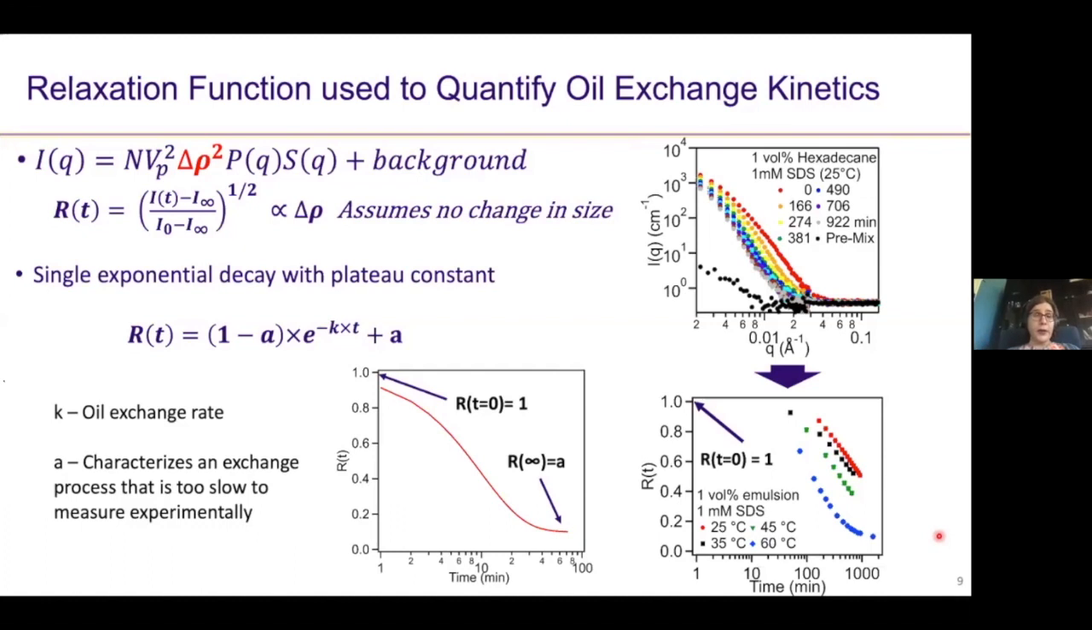And in our case, we're going to use a simple exponential function, but we're going to add a constant also that is going to essentially characterize a process that is too slow to actually measure in the timescale of our experiment. So we know that there's an additional process that actually prevents these emulsions from completely exchanging all of their oil, and that this is an unknown process for now, but we know that it is actually too slow to characterize with the time that we had allocated for this experiment.